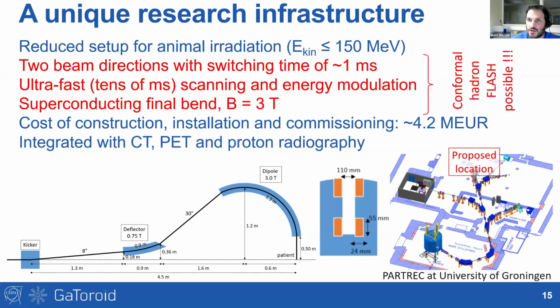The system is a reduced version of the electron design, but for small, low energy protons, around 90 MeV, if I'm correct. And it has only 2 beam directions. One is coming from over the patient. Actually, those are not patients there, but more small animals and organs. So one coming from the top and one coming straight. And the 2 beam directions can be switched in less than a millisecond. And that will be a validation that it's conformal with flash therapy with protons, for example. The cost of construction of the whole installation will be around 4 million. And this is integrating as well fast CT, PET, and proton radiography.